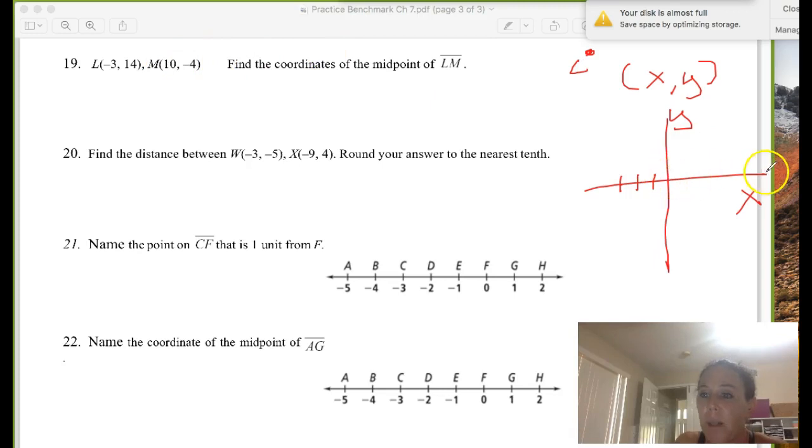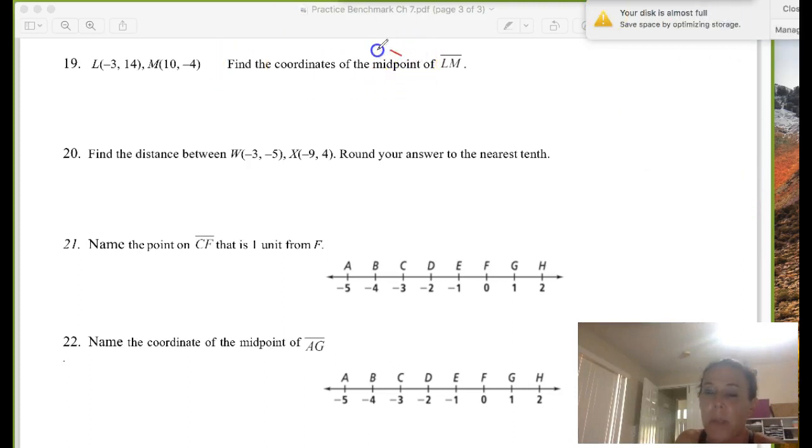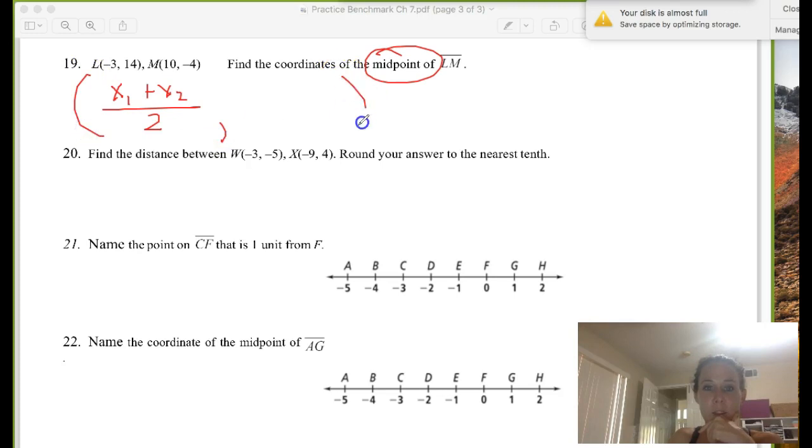And M would be positive 10 and down 4. So M would be somewhere over here. So we need to find the midpoint between these 2 points. And I just drew that for a visual. You don't need it for the problem. Midpoint to me is easy to remember. It's like finding the middle. To find the middle, you add the two x values together and divide by 2, and that's your first point. Then you add the two y values together and divide by 2. You're finding their average, the middle.